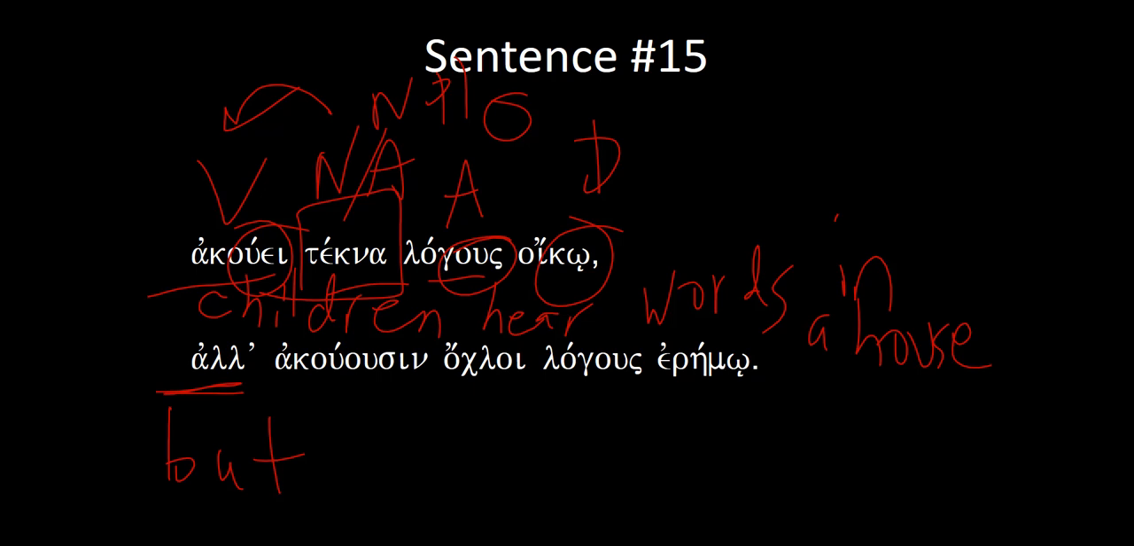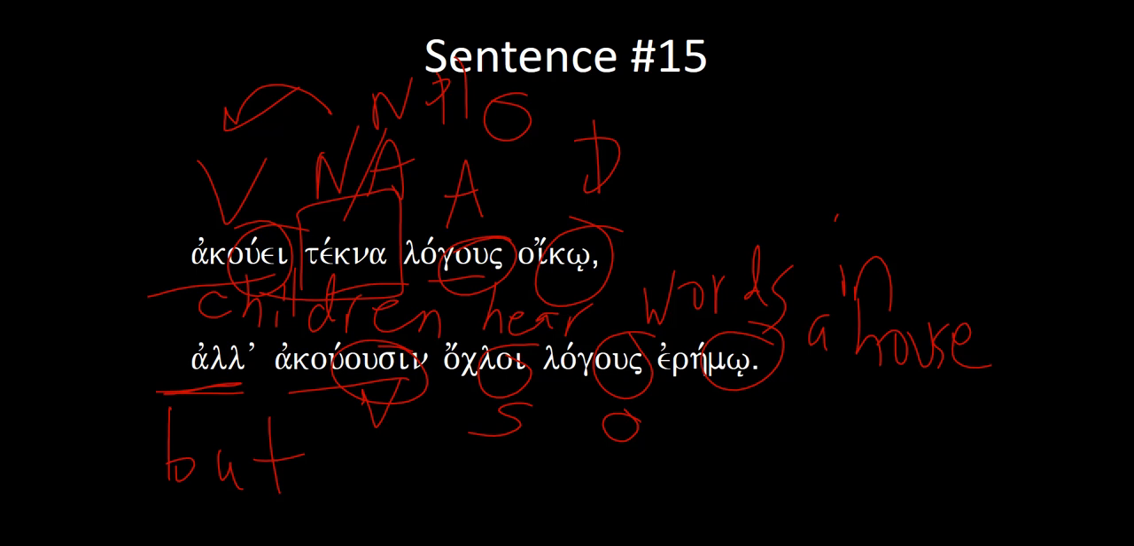But, then the rest of this, let's just do our same strategy. Find a verb, find a subject, find an object. So here's a verb, akouousin, verb, subject, object. How do I know this is a verb? It has verb endings. And I remember studying this verb when I memorized the vocab form. So akouousin is a verb. Ochloi is a subject because it's nominative. Logous is an object because it's accusative.